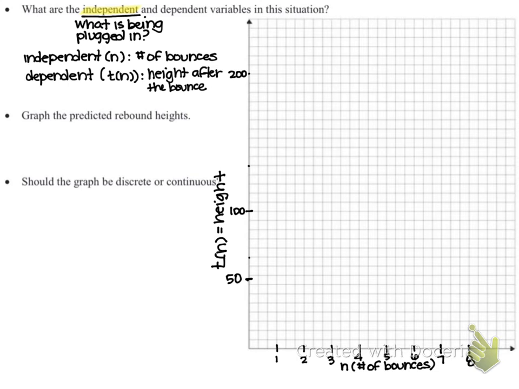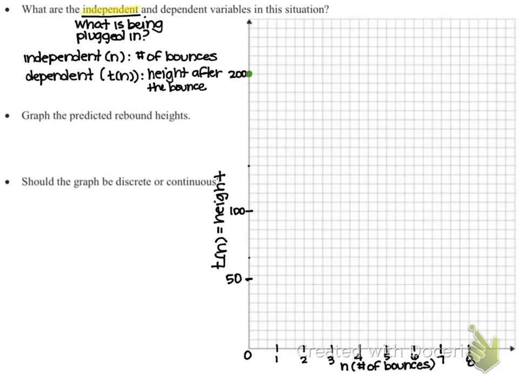So we're going to graph the predicted rebound heights. Okay, so at 0, ball didn't bounce at all. We are up at 200. So let's go ahead and plot that point. I'm going to plot them in green. Okay, after the first bounce, using what we got, we were able to get a height of 142.8. So 142.8 is a little bit less than halfway between 100 and 200. So I'm going to go ahead and plot a point where I'm at 1 on my graph.